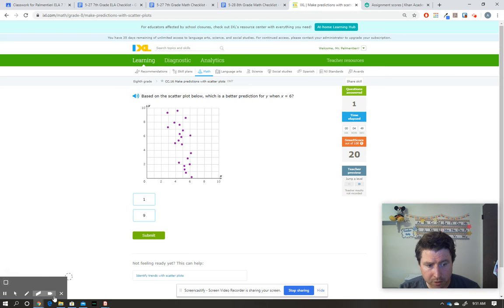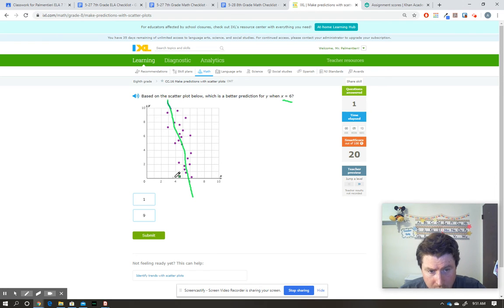Now what you want to do here is make your best line of fit, and as you can tell, the trend is going in a negative downward motion, and let me change the color here. All right, so let's do a green line. So there's my best line of fit right there. Now it says, based on the scatter plot below, which is a better prediction for when x equals 6. Here's 2, here's 4, now here's 6. So when x equals 6, is it going to be a 1 or a 9?